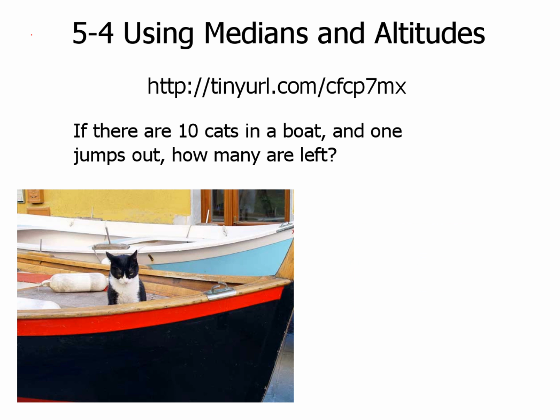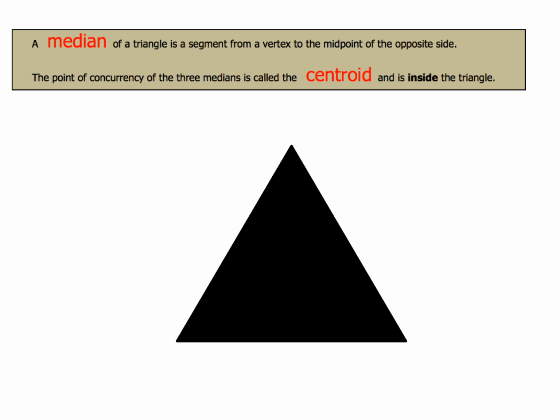Now let's go ahead and take a look at our very first definition here. Make sure that you write these in your notes. A median of a triangle is a segment from a vertex to the midpoint of the opposite side. So if we've got a triangle, we start at one vertex and go to the other side, and it's going to be the midpoint. If that's the midpoint, then it's going to chop the other side in half.